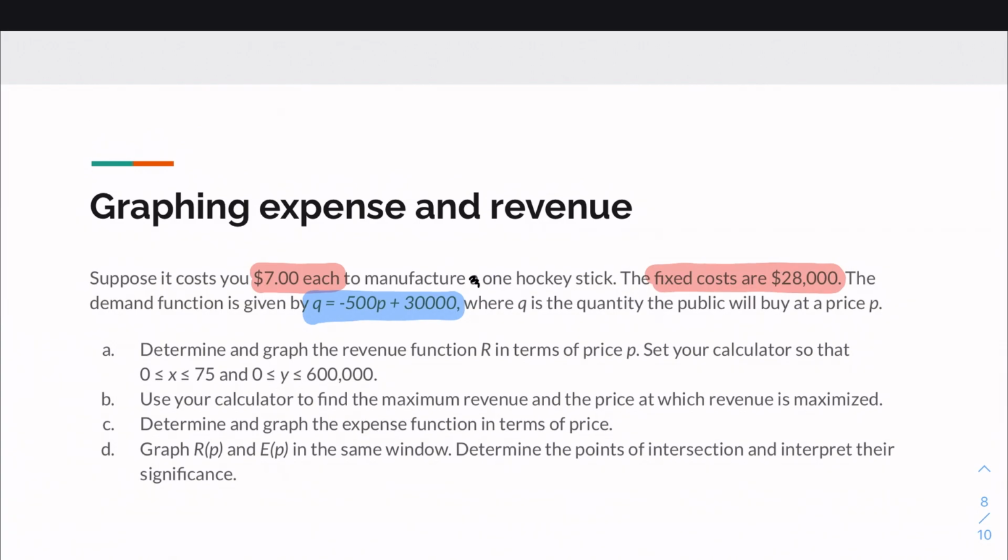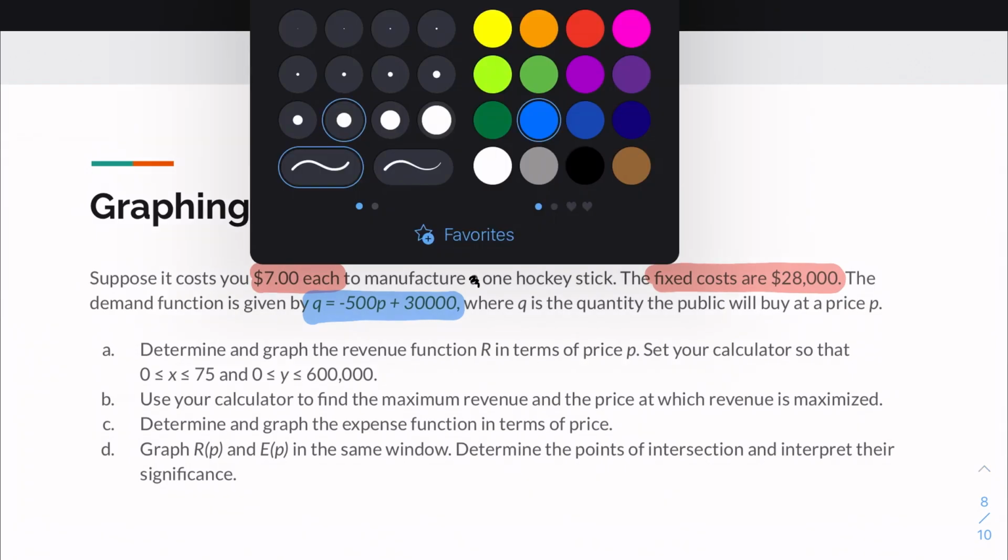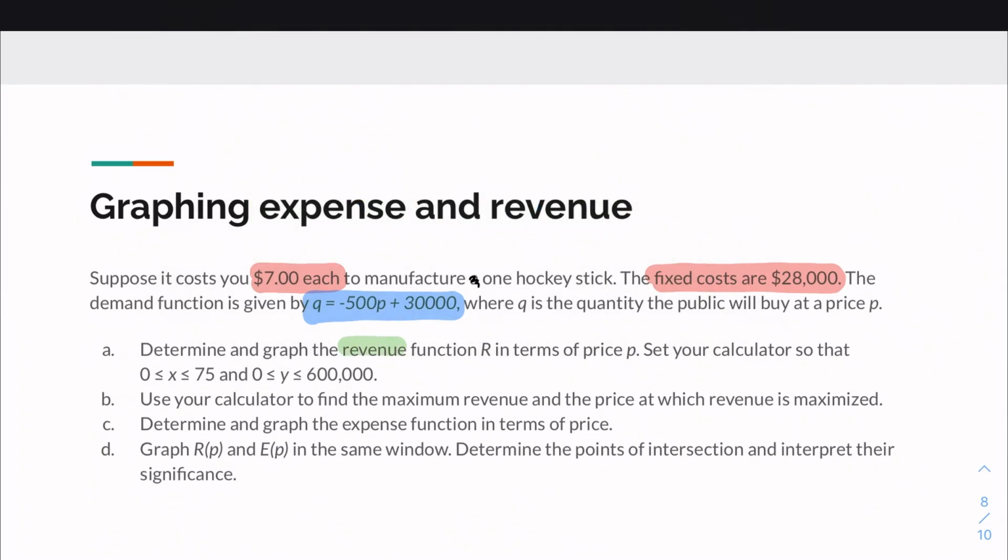So I want to determine and graph the revenue function in terms of price. I also want to, maybe I'll highlight my goals here. I want to know what the maximum revenue is. Eventually I'm going to do this with the expense function as well. I want to know where my intersection points are. So there's a lot of things to do here. Sometimes it's helpful to make a checklist. Let's get to work here.